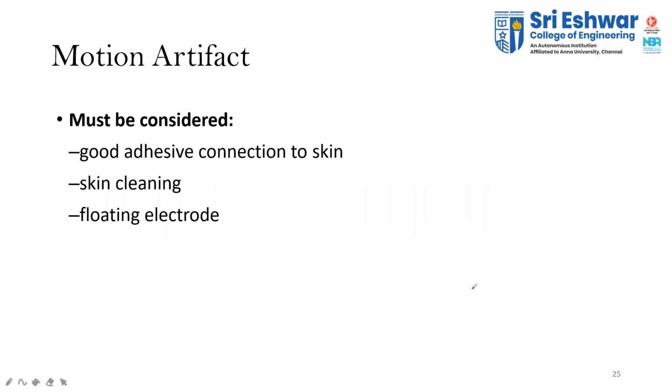It must be considered while we are placing electrodes over the body. We should consider three things: one, good adhesive connection to the skin; second, skin cleaning; third, floating electrode. These three must be considered. Good adhesive means the paste should be very effective, so that the signal will be grabbed from the organ through the skin to your electrode.